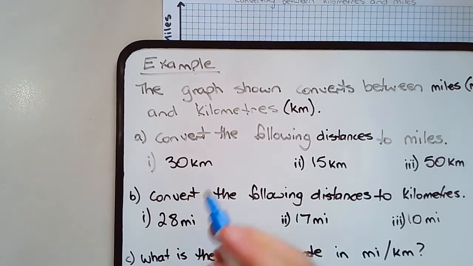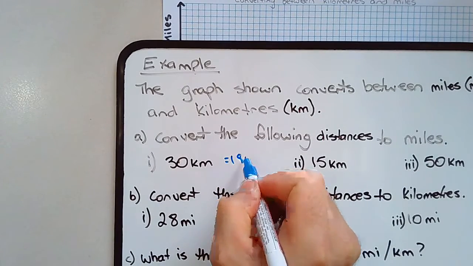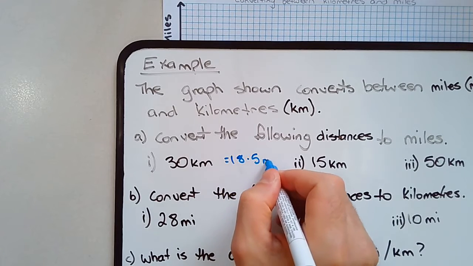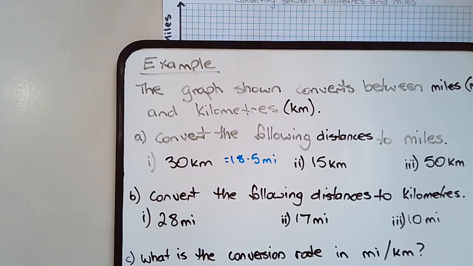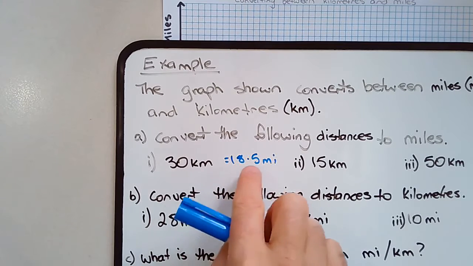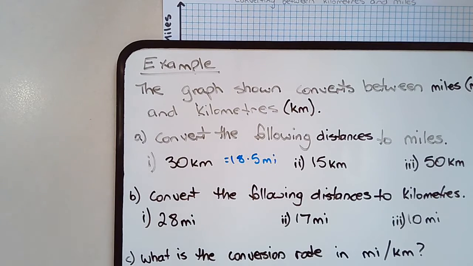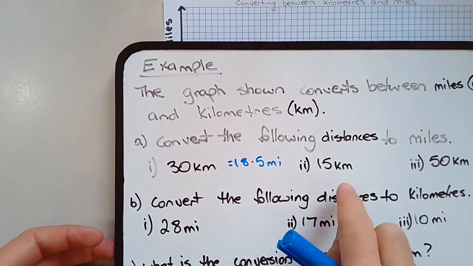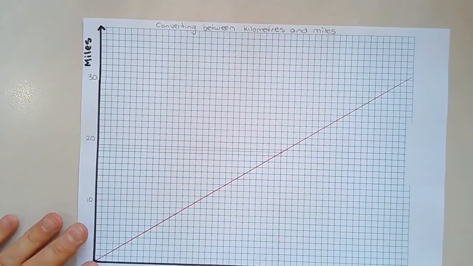So 30 kilometers is 18.5 miles. And look, it doesn't have to be exact. You could have put 18.4 or 18.6. It probably wouldn't matter too much, as long as you're in the vicinity. That's the main thing. So what about 15 kilometers? I'd expect 15 kilometers to be obviously half of 18.5. Let's see if that's in fact the case.